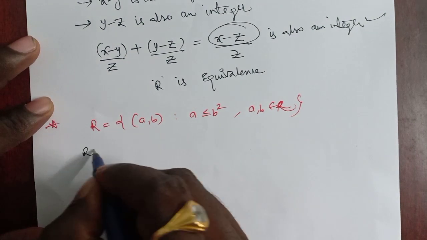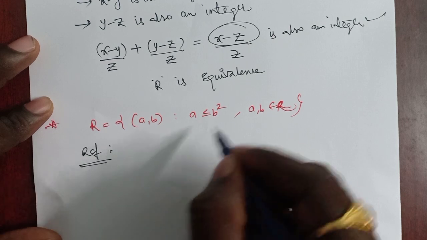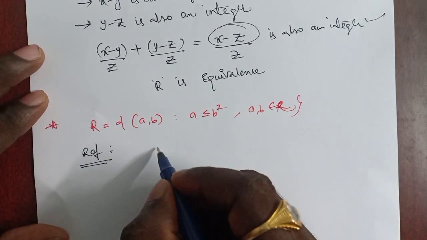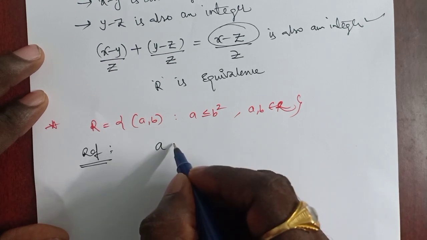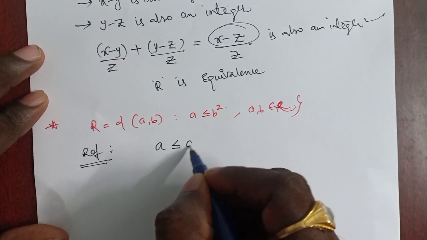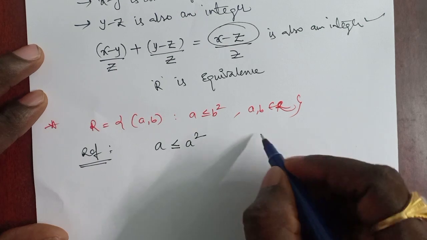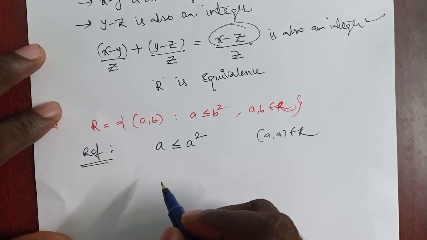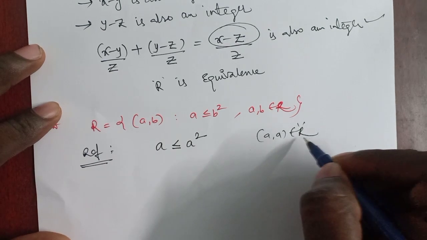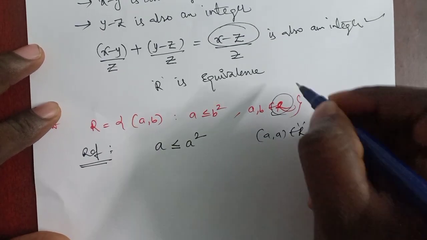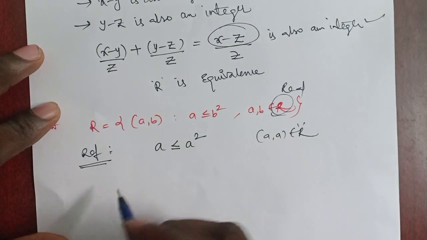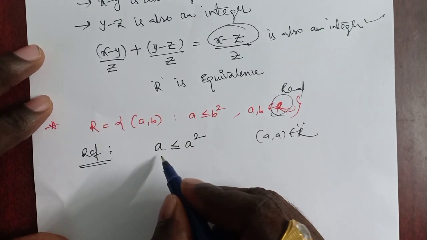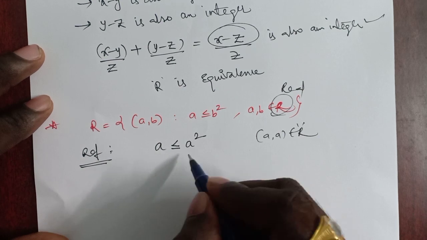So coming to the reflexive, (a, a) belongs to R. So in place of b we have a. We can replace b with a. What we get? a less than or equal to a square, because (a, a) belongs to R. Here R means real. Now a less than or equal to a square, it satisfies for all negative and positive integers.